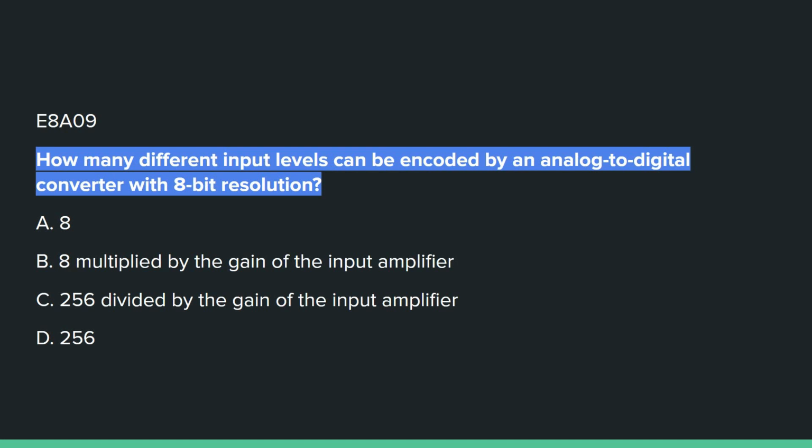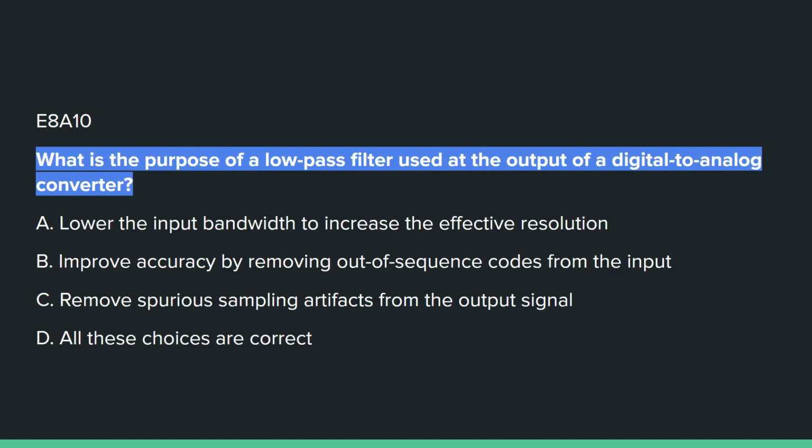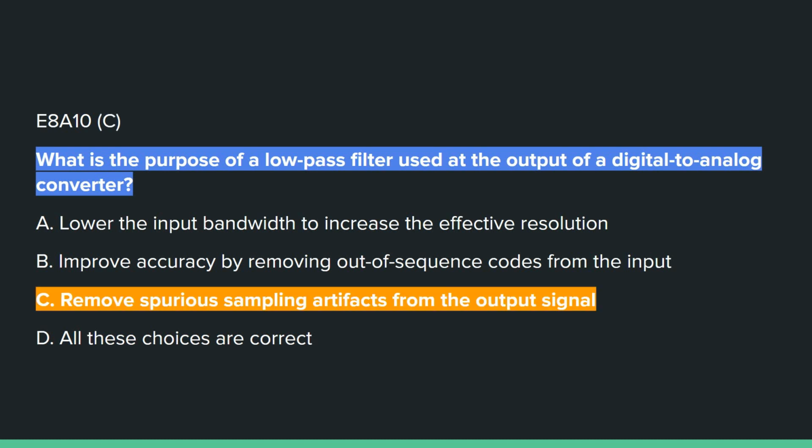E8A09, how many different input levels can be encoded by an analog to digital converter with an 8-bit resolution? D. 256. E8A10, what is the purpose of a low-pass filter used at the output of a digital to analog converter? C. To remove spurious sampling artifacts from the output signal.